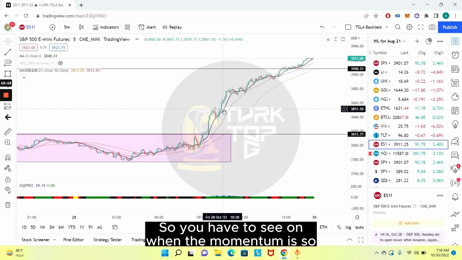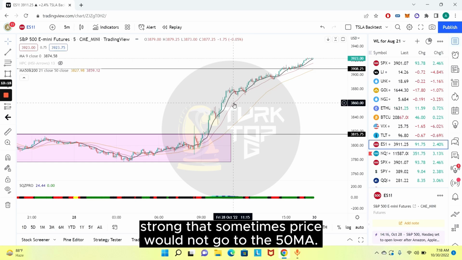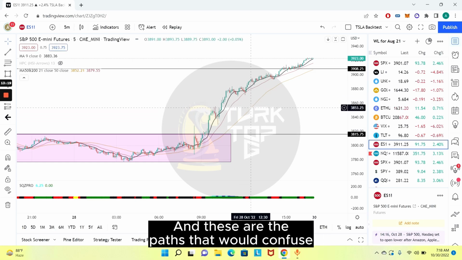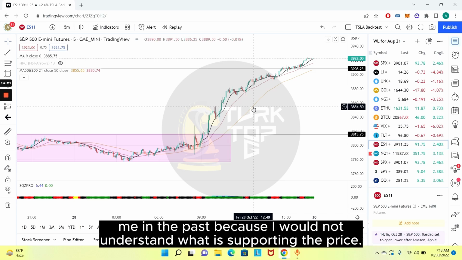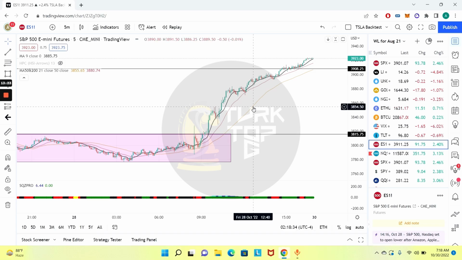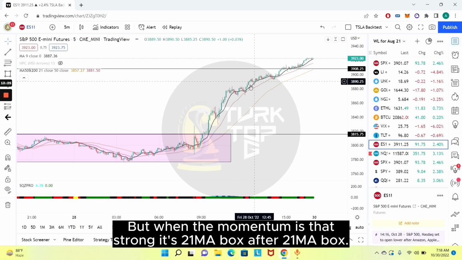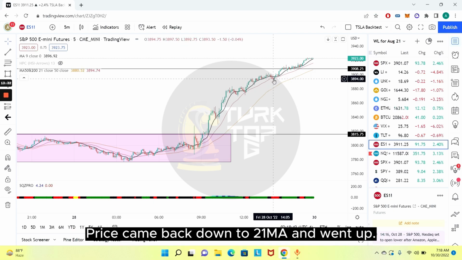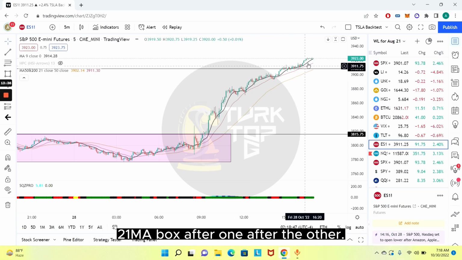So you have to see when the momentum is so strong that sometimes price would not go to the 50 MA. These are the parts that would confuse me in the past because I would not understand what is supporting the price. But when the momentum is that strong, it's 21 MA box after 21 MA box. Price came back down to the 21 MA and went up. 21 MA box one after the other.